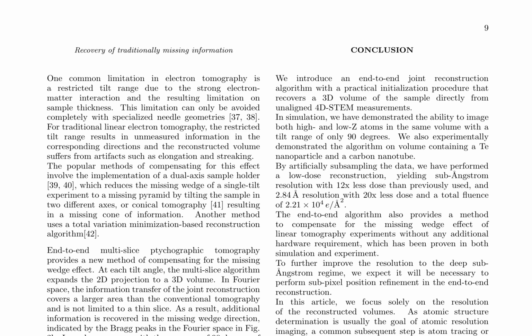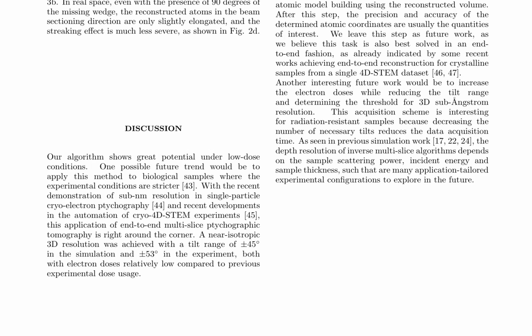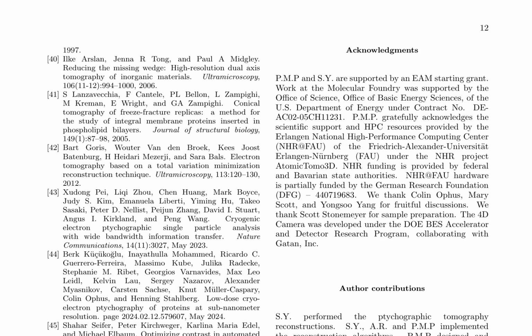The authors present a novel joint reconstruction algorithm for multi-slice ptychographic tomography, addressing the missing wedge effect in electron tomography. This algorithm expands 2D projections to 3D volumes at each tilt angle, recovering information in the missing wedge direction. Demonstrations under low-dose conditions achieve near-isotropic 3D resolution with a tilt range of plus or minus 45 degrees in simulation and plus or minus 53 degrees in experiment. The algorithm's potential is shown in imaging both high and low Z atoms with a tilt range of 90 degrees. Experimental results involve a Te nanoparticle and a carbon nanotube using the TEAM 0.5 microscope.